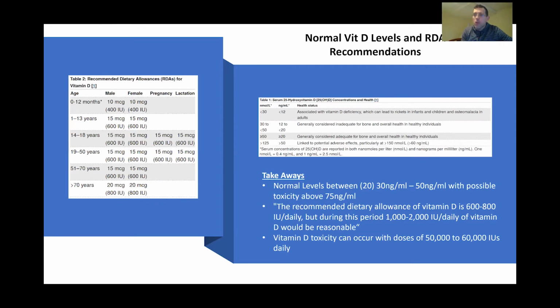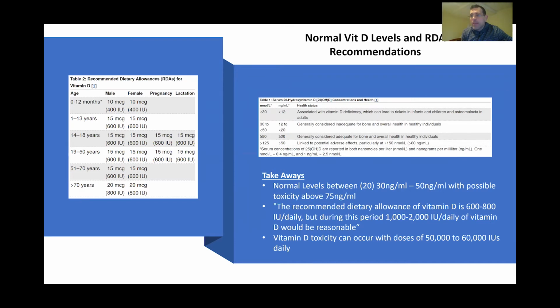So if your particular laboratory has the ability to have rapid vitamin D levels, this would be helpful to find out, to see those individuals that might be deficient in vitamin D. And you might be very surprised. A large portion of the US population is deficient in vitamin D. So the current recommendation for the daily allowance is about 600 to 800 international units. But during this time, it does appear to be reasonable to treat with maybe 1,000 to 2,000 international units per day of vitamin D.